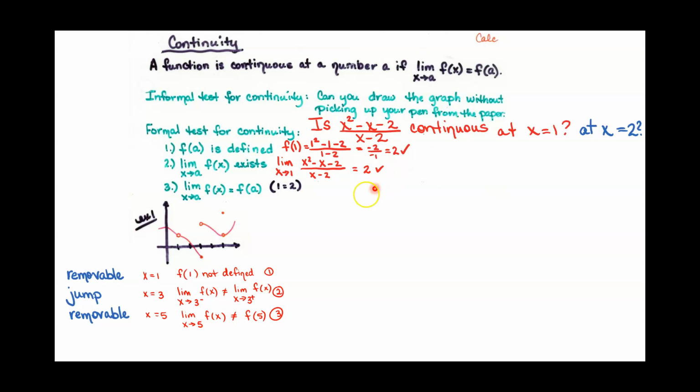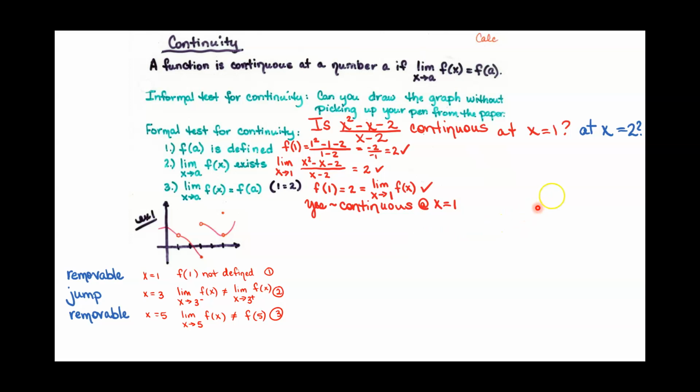All right, so then the last thing that I need to check is, does the limit equal f of a? Did the answers that I got for 1 and 2, were they equal to each other? And so sure enough, f of 1 was equal to 2, and the limit was equal to 2. So I can just make a concise statement like this, that f of 1 is equal to 2 is equal to the limit. So since all three parts of the formal test worked, then I can say, yes, this is continuous at x is equal to 1.